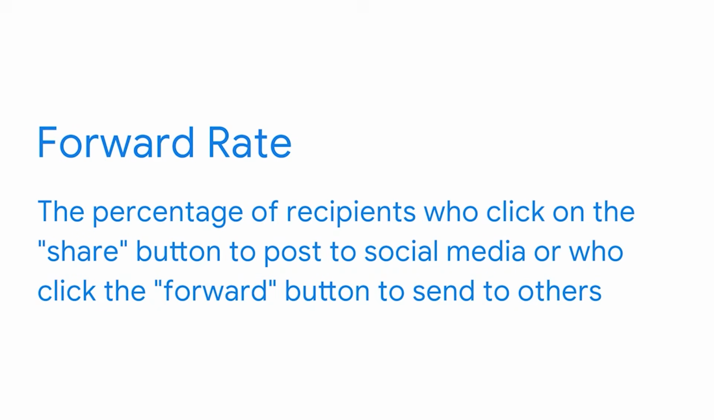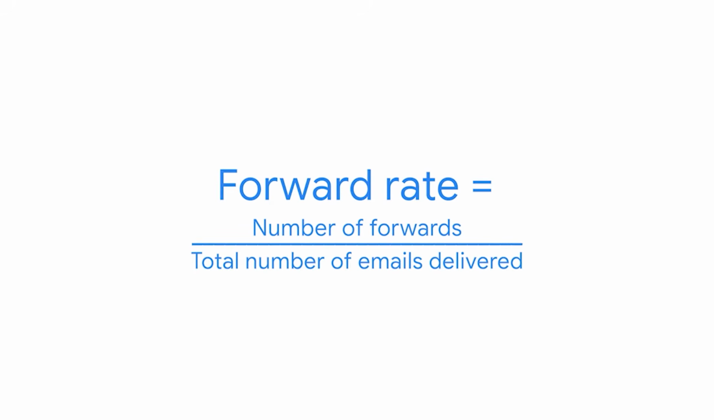This number is helpful to track because if your emails are quality, a high list growth rate may translate to a higher sales volume, which can mean a higher ROI. Another way to grow your brand's audience is through subscriber forwards. A forward rate is the percentage of recipients who click on the share button to post to social media, or who click the forward button to send to others. Forward rates can be calculated by dividing the number of forwards or shares by the total number of emails delivered.